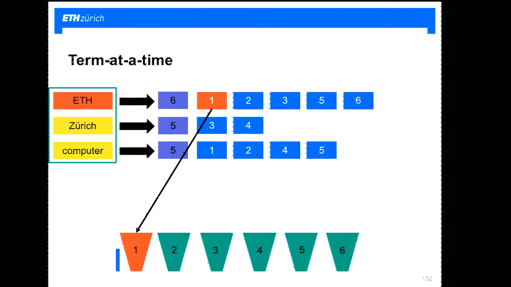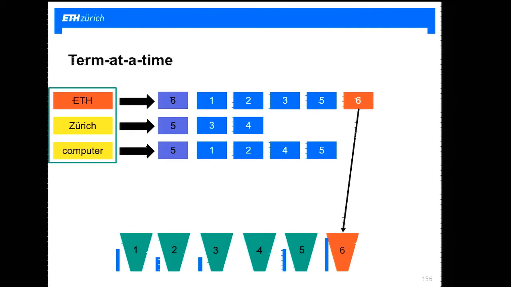So what do I do? I do it term at a time, meaning I start with ETH, and I do all documents. Then I will do Zurich, then I will do computer. So I compute the ugliness you saw earlier for ETH and document one, the product of the TF-IDF divided by the norms. I put it into bucket one. Then I do document two, still with ETH, and I add it to bucket two. Since it was zero initially, that's actually the first time you just put it in there. Then document three, document five, document six. I'm using these little bars in order to model a double, like a number. So term at a time, I'm done with ETH.